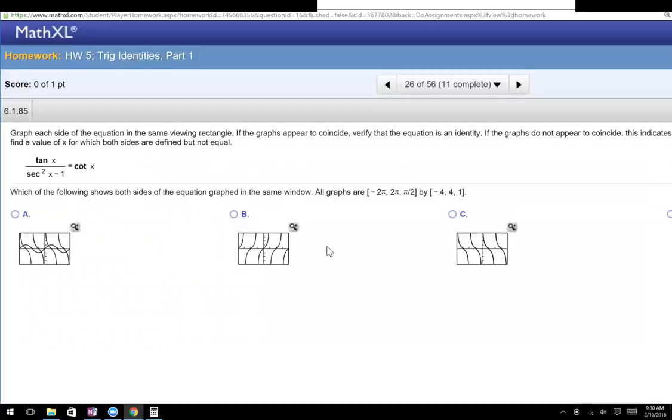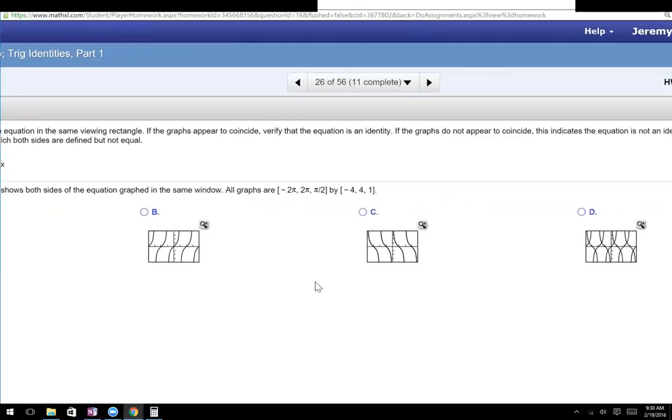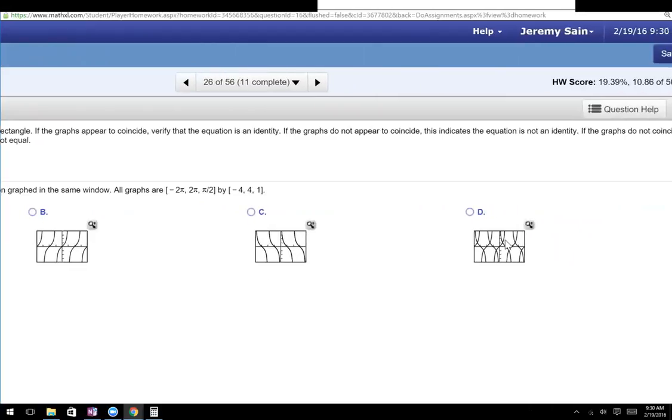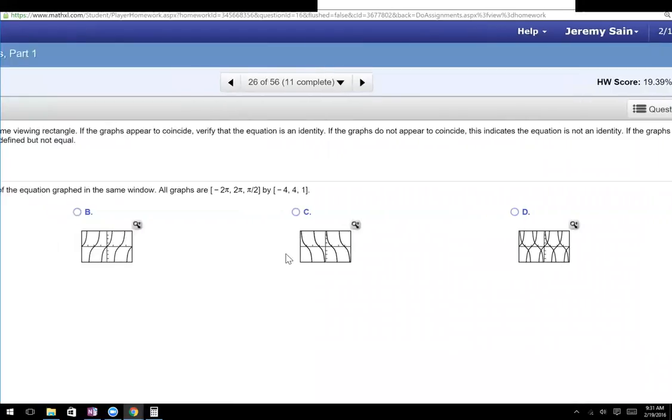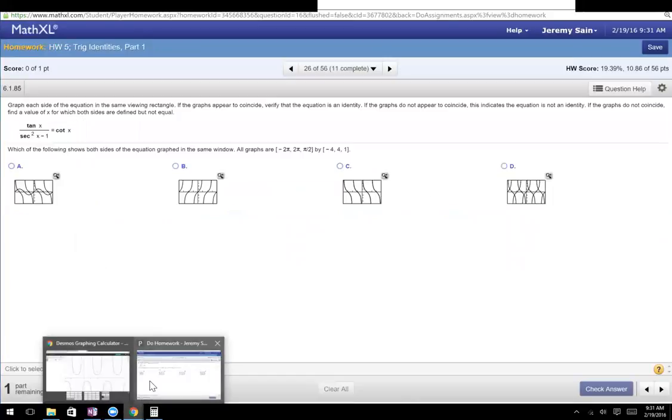Let's not go there. So another one, cotangent. Which one looks like cotangent? Yeah, C and D both look like cotangent. That part of D looks right. So now we need to know if the rest of it also looks like cotangent. So tangent over secant squared minus 1.